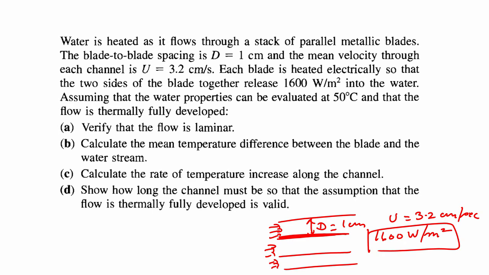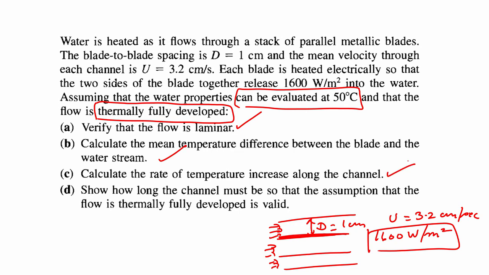Assuming the water properties can be evaluated at 50 degrees Celsius and the flow is thermally fully developed, there are a few things that you need to do. One is verify that the flow is laminar, calculate the mean temperature difference between the blade and the water stream, calculate the rate of temperature increase along the channel, and show how long the channel must be so that the assumption that the flow is thermally fully developed is valid. So, there are 4 parts to this question.